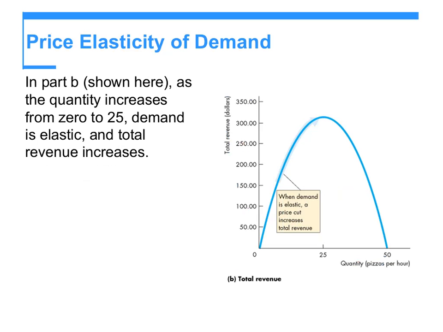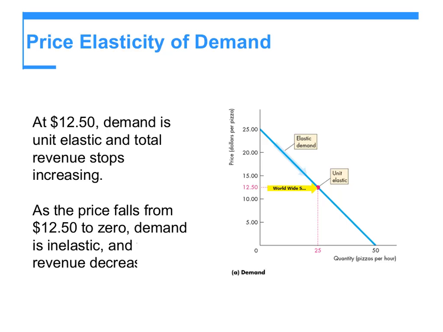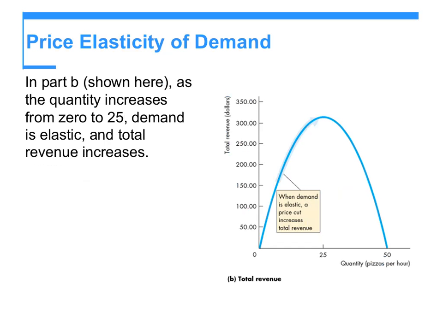So, price elasticity of demand. Look at part B shown here: as the quantity increases from 0 to 25, demand is elastic, right? In the previous picture it was like that, with a price of 25 and a point at 12.50. So if you try to symbolize that on this picture, 0 to 25 and to 50, this is quantity, and this is total revenue. Revenue, if you remember, was the price multiplied by the quantity.